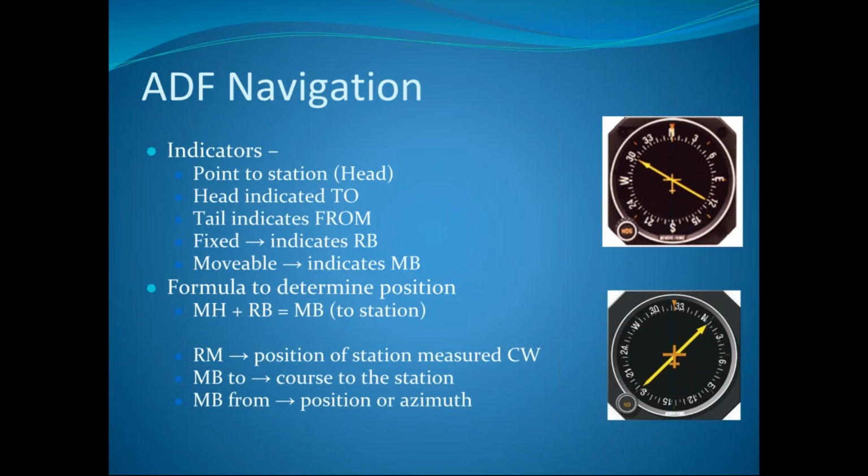Yeah, so that's on a VOR. With the NDB, it's even more basic than a VOR. The NDB doesn't even give us a to-from indication. It doesn't even give us a radial from the station. It just simply points to the station.